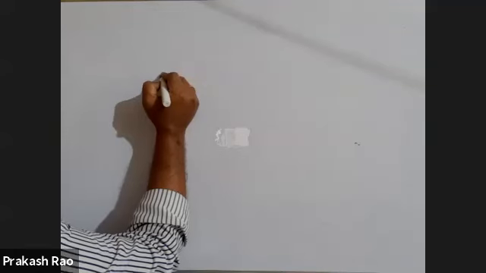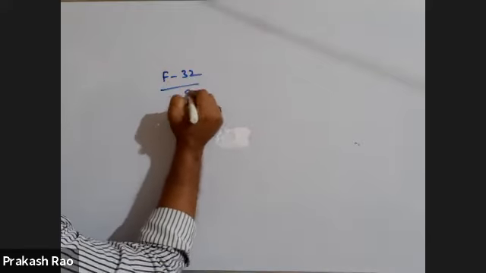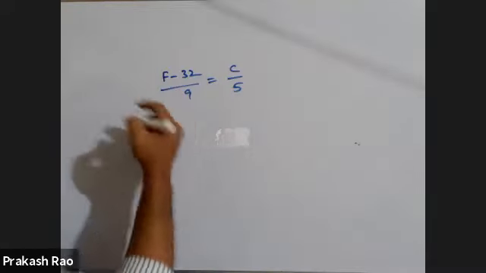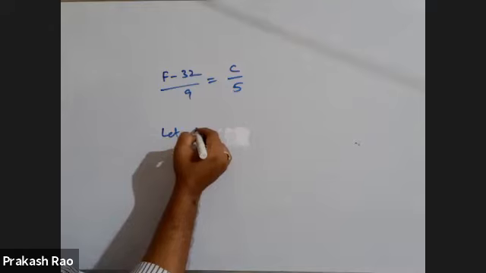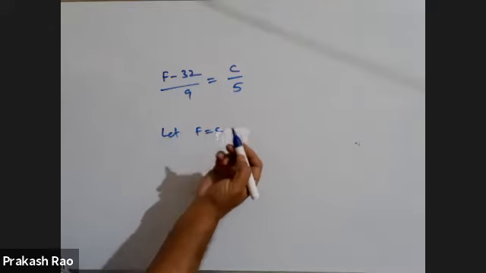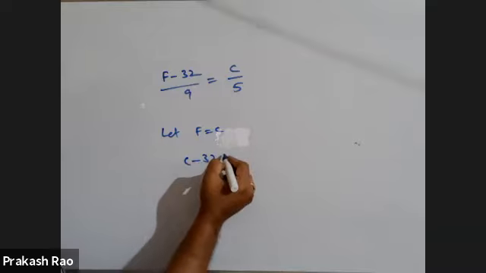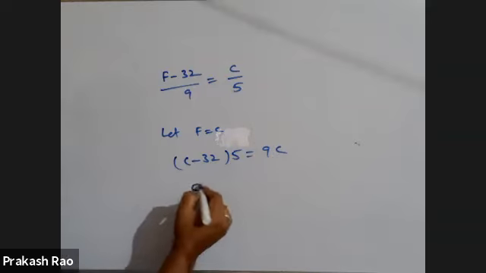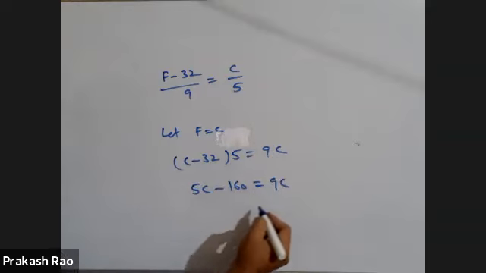So the relation between Celsius scale and Fahrenheit scale: F minus 32 by 9 is equal to C by 5. But here it is given C is equal to F. Let F is equal to C, or C is equal to F, anything. C minus 32 into 5 is equal to 9C. 5C minus 160 is equal to 9C.